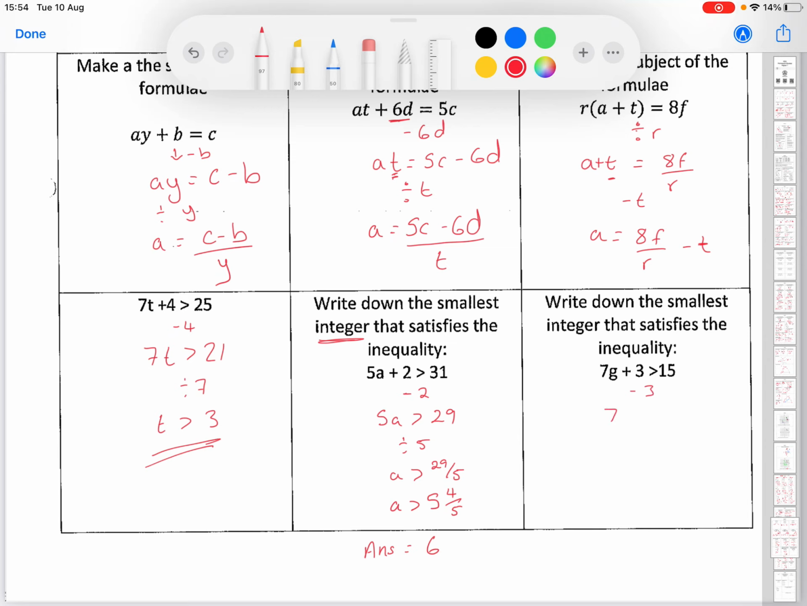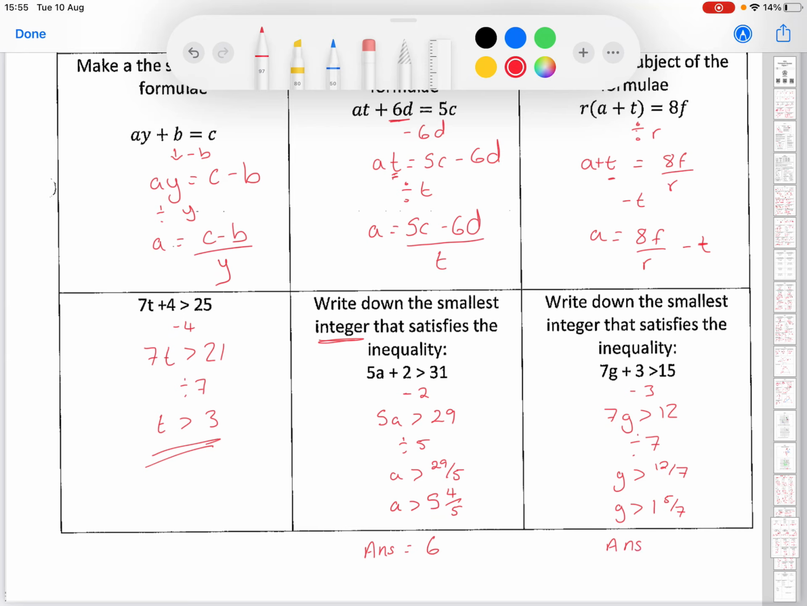Right, next one, we're going to write down the smallest integer that satisfies this inequality. So the first thing I'm going to do is get rid of our 3. So we've got 7g is going to be greater than 15, take away 3 is 12. Then we're going to divide by 7. So we've got g is going to be greater than 12 over 7. Again, write it from an improper fraction to a mixed number. So how many times does 7 go into 12? Well, it goes in once, and then it's got 5 out of 7 left over.